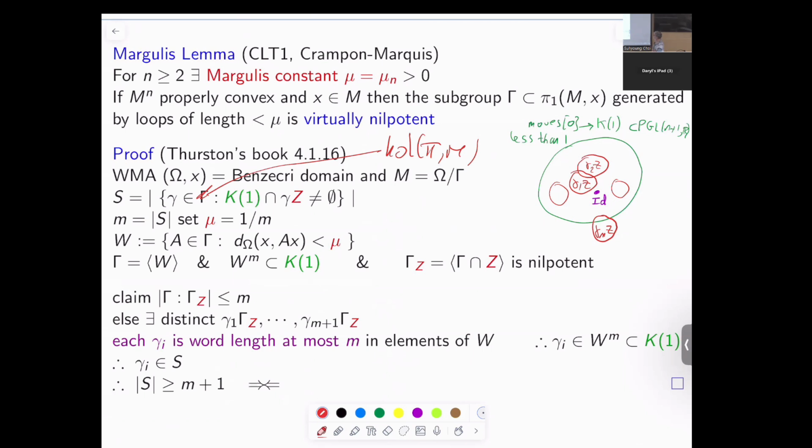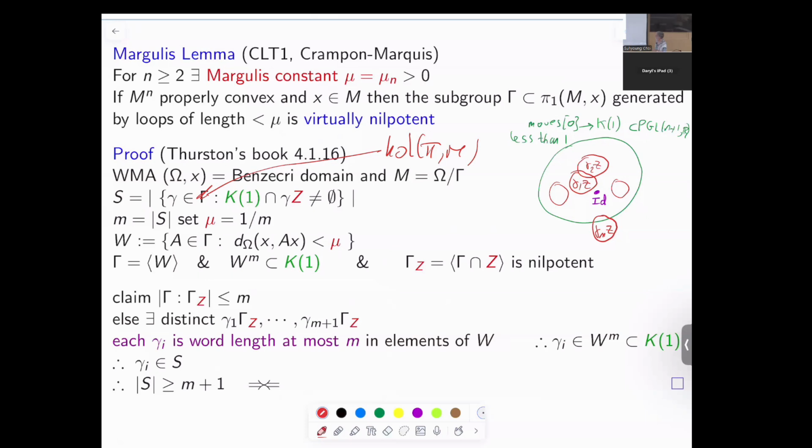So there's going to be some finite number of elements in pi1 of M, the ones whose translates of the Zassenhaus neighborhood meet this compact set. So I'm going to take mu, the Margulis constant, to be 1 divided by the number of elements that have this property.